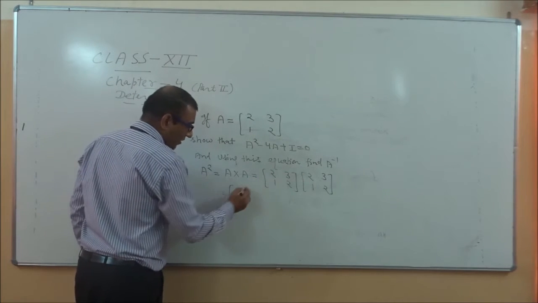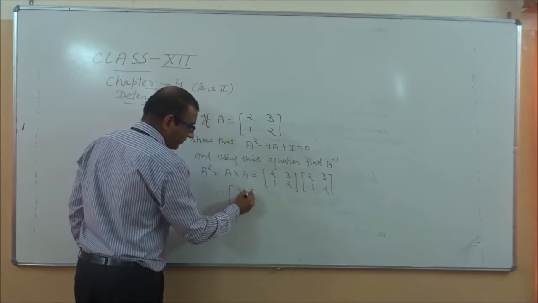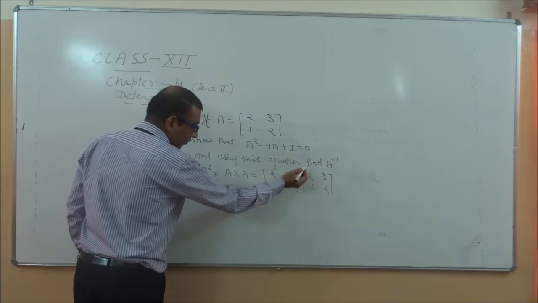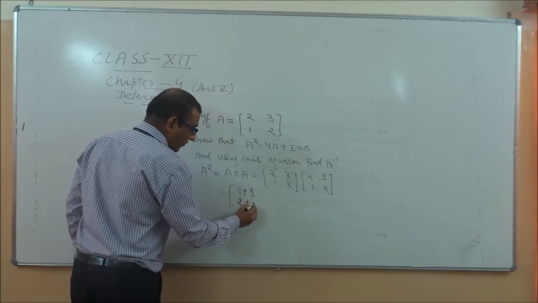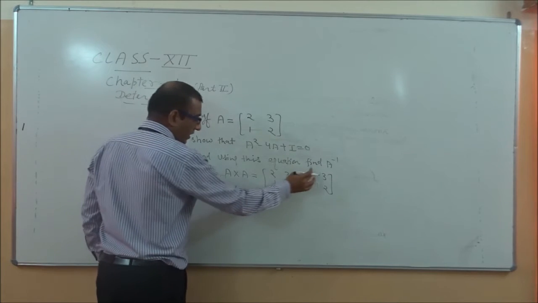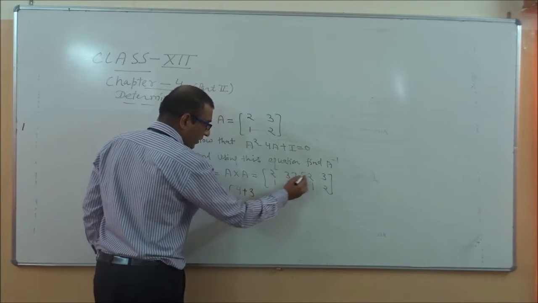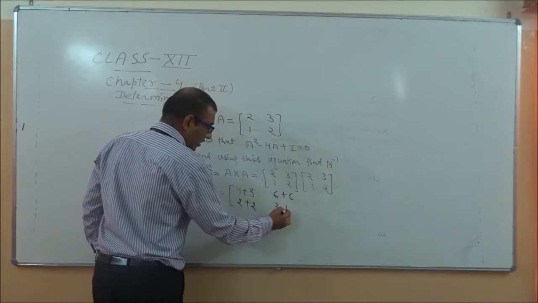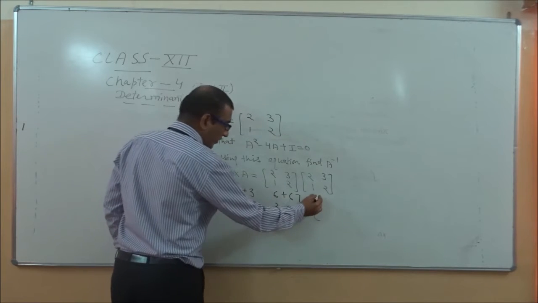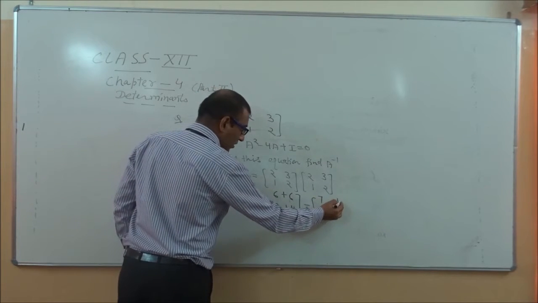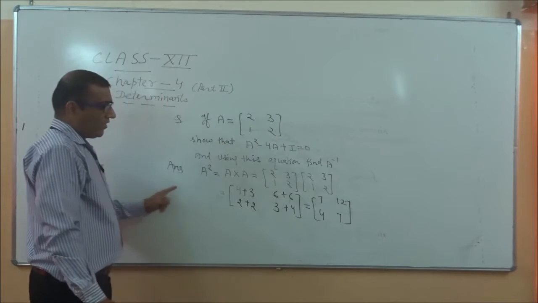So 2 multiplied by 2 becomes 4. 3 multiplied by 1 becomes 3. Again we multiply R2 with C1, 1 into 2, 2. 2 multiplied by 1 becomes 2. Then R1 multiplied by C2, 2 3 is 6, 3 2 is 6, 1 3 is 3, and 2 2 is 4. It means we will solve it. It becomes 7, 4, 12 and 7. So this is the multiplication of A square.